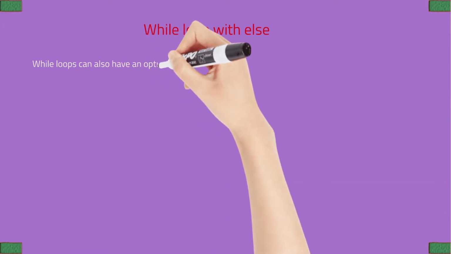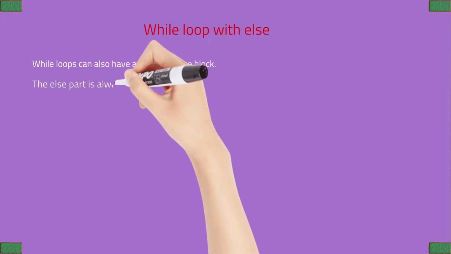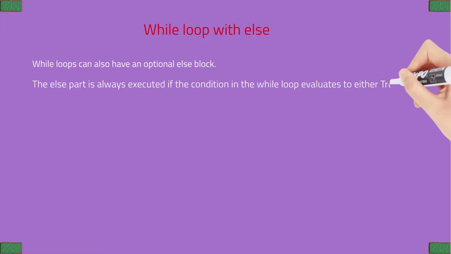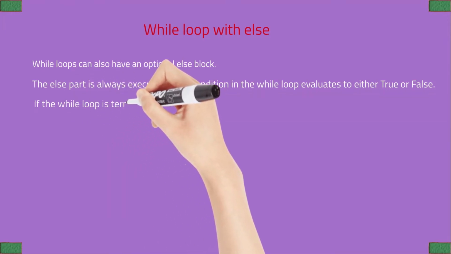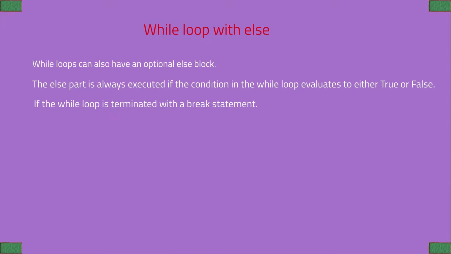While loops can also have an optional else block. The else part is executed when the condition in the while loop evaluates to false. When the while loop is terminated by using a break statement, the else part is ignored.